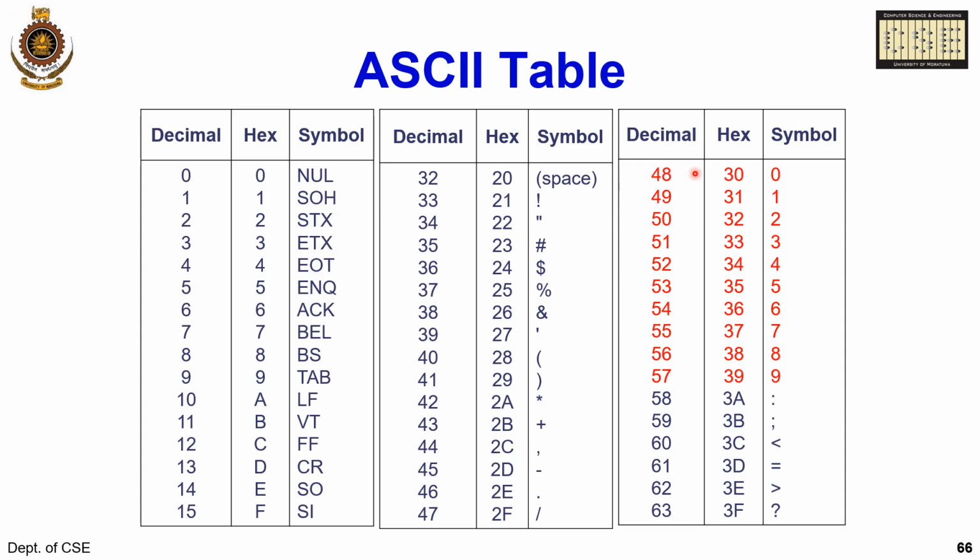And here an interesting bit, because the symbols that are coding for the digits 0 to 9 are here, and the value of the ASCII code is from 48 to 57, right? So note that.